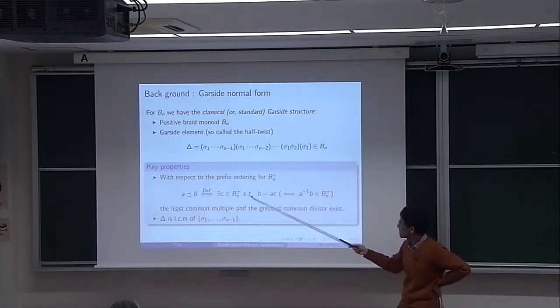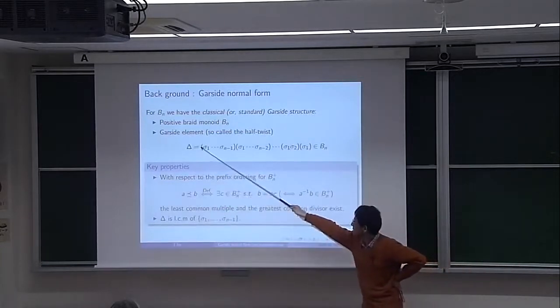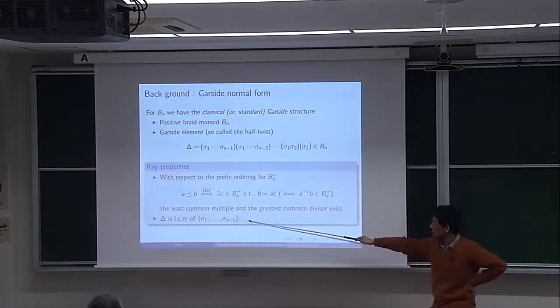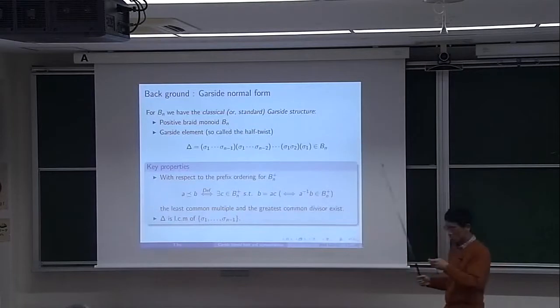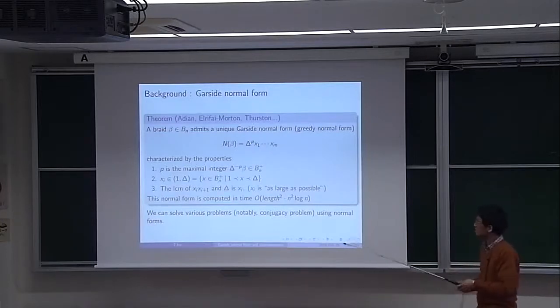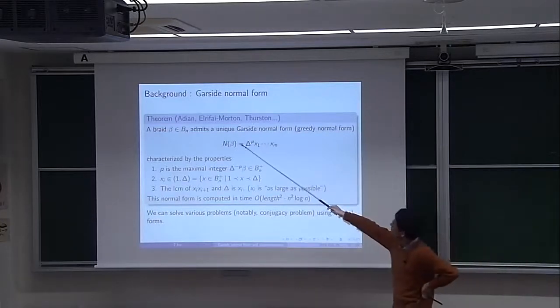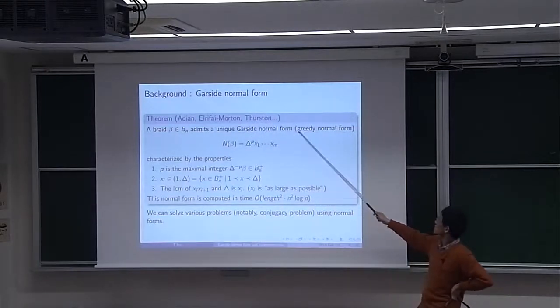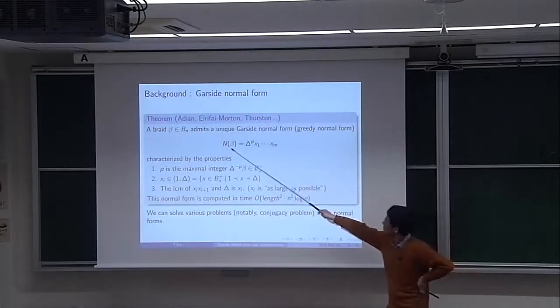The other key property is that this element, the Garside element, is the least common multiple of sigma 1, up to sigma n minus 1. Then, using these properties, we can define a normal form of braids. For braids, there exists a unique normal form, sometimes called the greedy normal form, of the form like this.